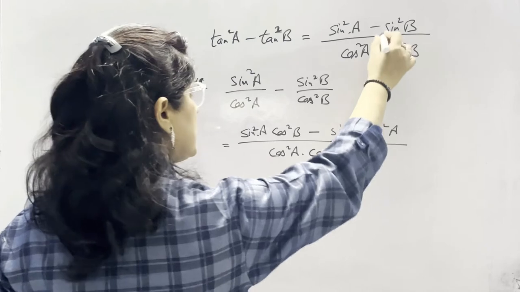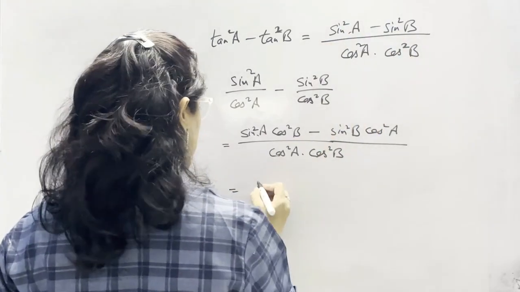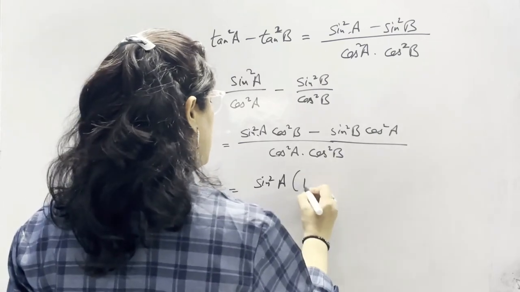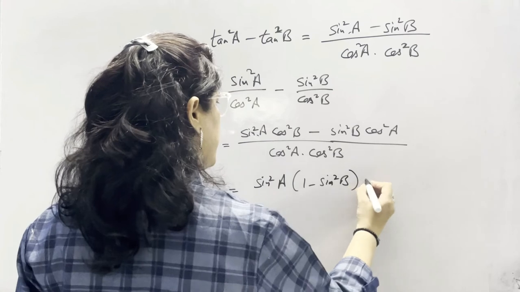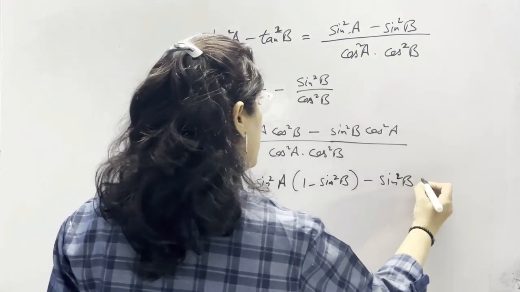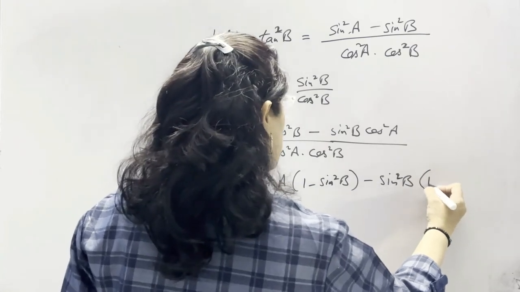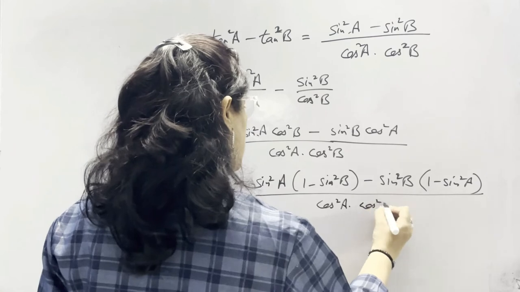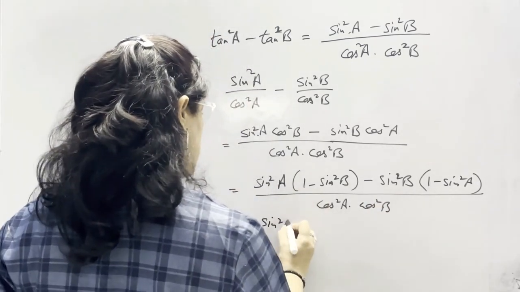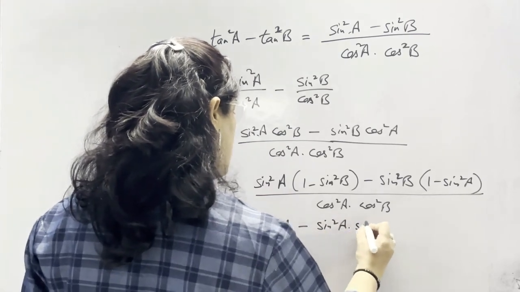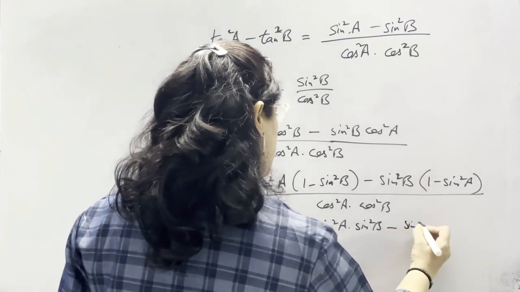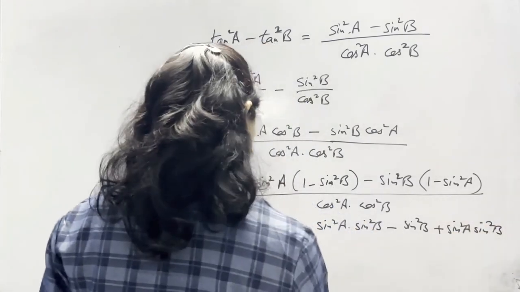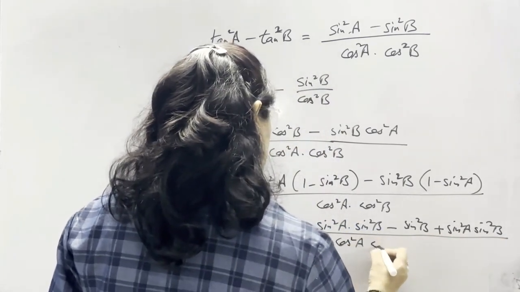Now sin square A and sin square B is in the right hand side also, so we can change cos square B. Now sin square A, and instead of cos square B we can write 1 minus sin square B, and here sin square B, and then cos square A we can write 1 minus sin square A upon cos square A into cos square B. Now opening sin square A minus sin square A into sin square B, again in second bracket sin square B minus minus plus sin square A, and then sin square B, in the denominator cos square A and cos square B.